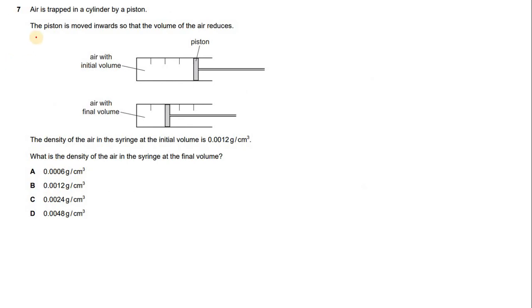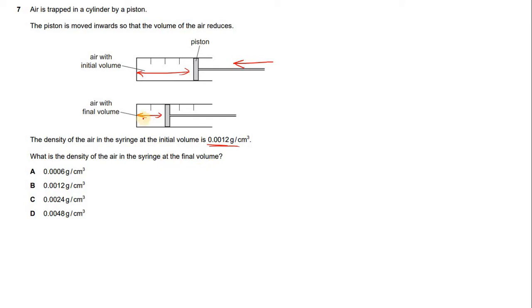Question number 7. Air is trapped in a cylinder by a piston. The piston is moved inward so that the volume of the air reduces. So we apply pressure, and the volume is reduced. This is the volume and this is the new volume. The density of the air in the syringe at the initial volume is this. What is the density of the air in the syringe at the final volume?